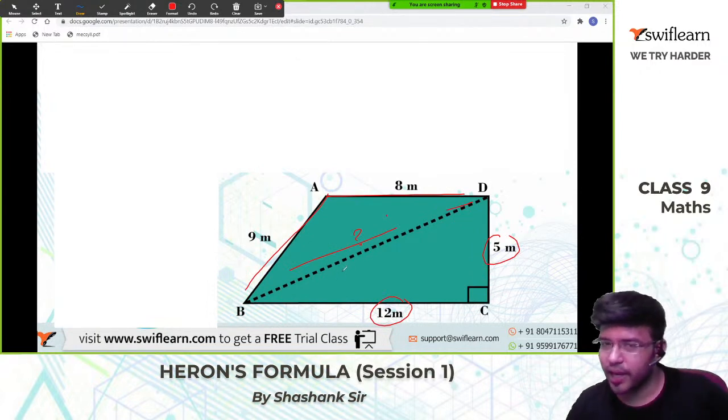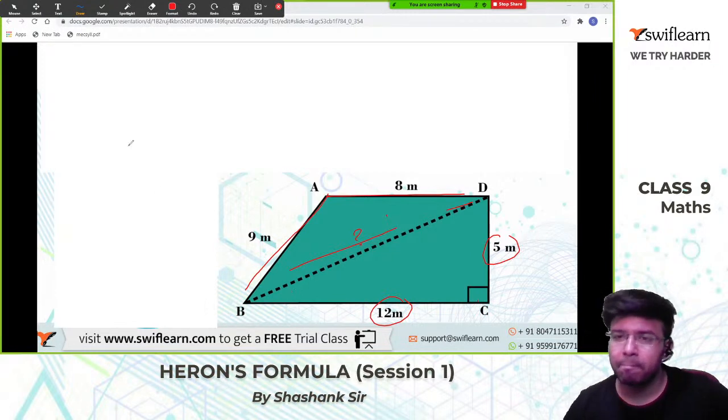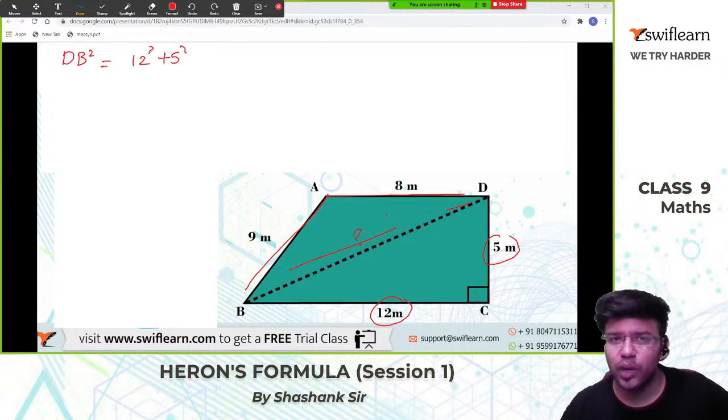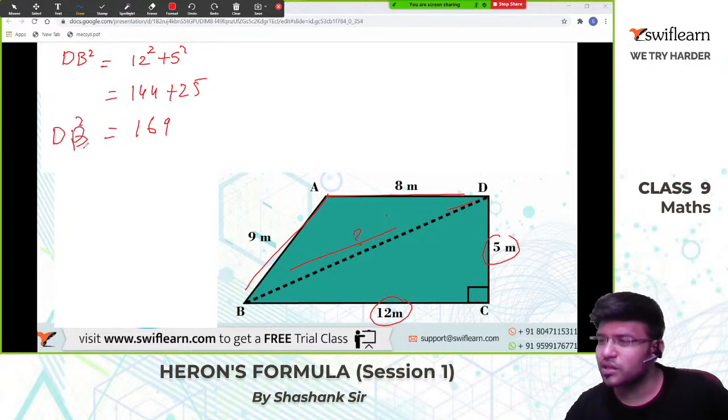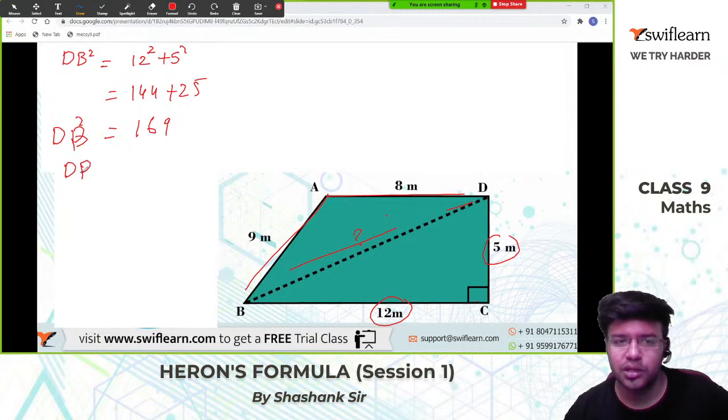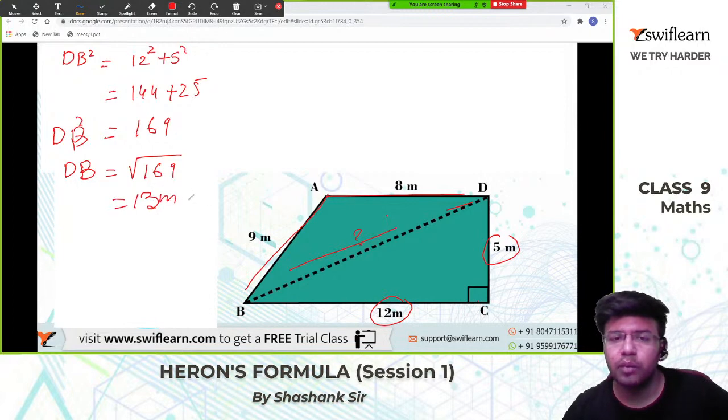Using Pythagoras theorem, DCB is a right angle triangle. So DB square is equal to the sum of squares of the other two sides, which is 12 square plus 5 square. 12 square is 144, 5 square is 25. Add them, we get 169. DB square is 169. And do you know the square root of 169? You should know this. Square root of 169 is nothing but 13. So 13 meters is DB.